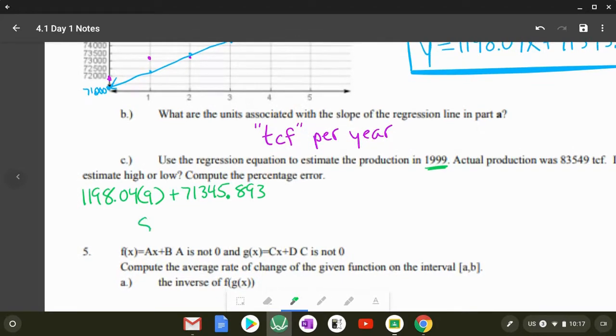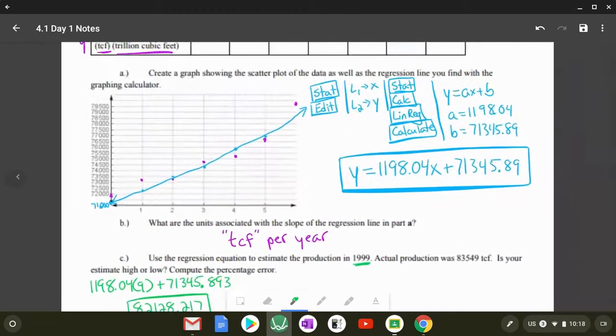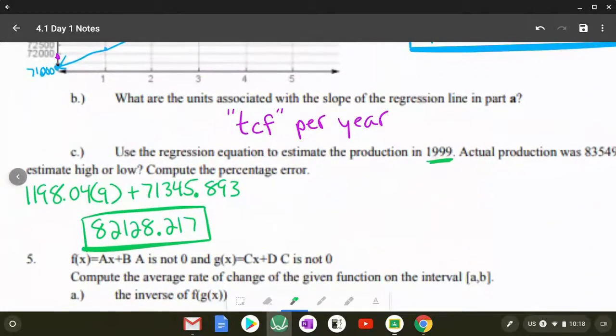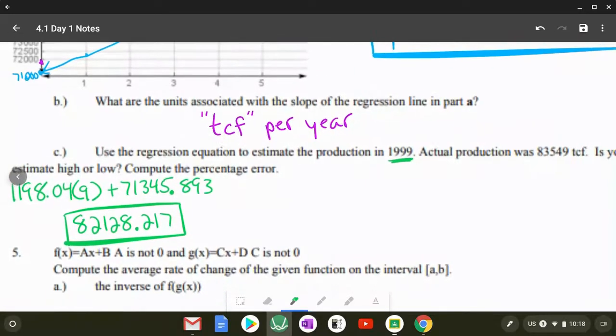Plug that into your calculator. You get 82128.217. So based on our data from 1990 to 1996, I guess, right? We did 6 years of data. We could hypothesize that the gas production in 1999 would be 82,128. Well, they told us that the actual production was 83,549. So obviously our prediction was low.